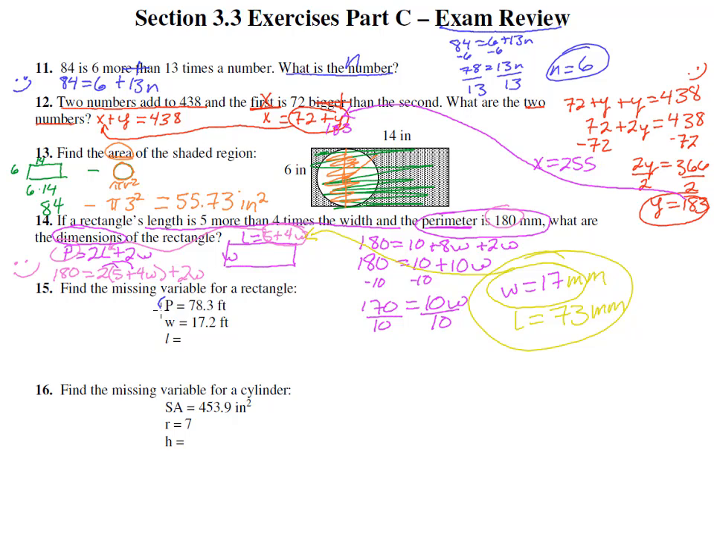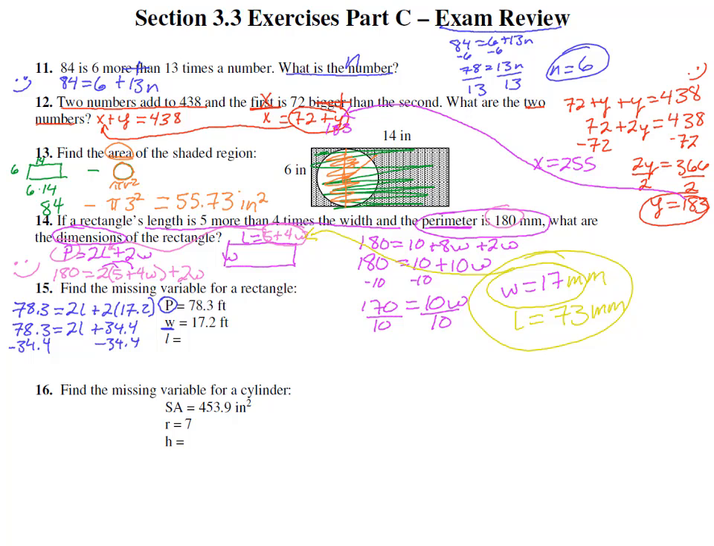Looks like we're going to use the perimeter formula again. So the one we used up here, we would have 78.3 equals 2 times the length plus 2 times the width that is given to us as 17.2. Multiply that out, we have 78.3 equals 2L plus 34.4. Can we solve this? Yeah, we know how to solve this. Subtract 34.4 off of both sides.